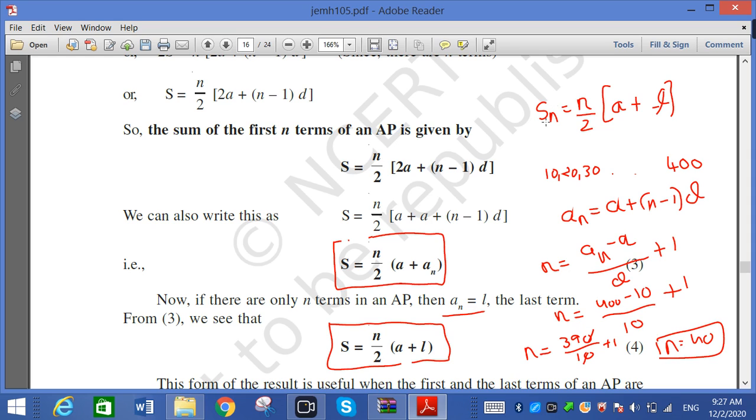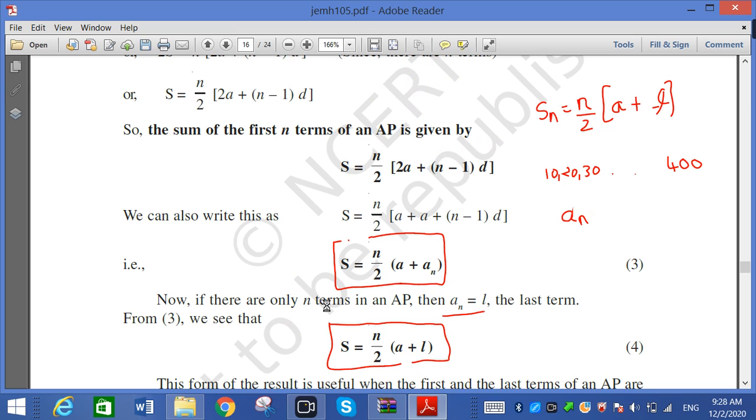Now, using this formula, we can directly find Sn. S40, the sum of 40 terms. So 40 by 2, a means 10, last term means 400. If we cut it, that is 20, and 400 plus 10 is 410. If we calculate it, 8200. So the sum of 10, 20, 30 up to 400, if we want to add them, the total is 8200. So these are two important formulas related to the sum of n terms.